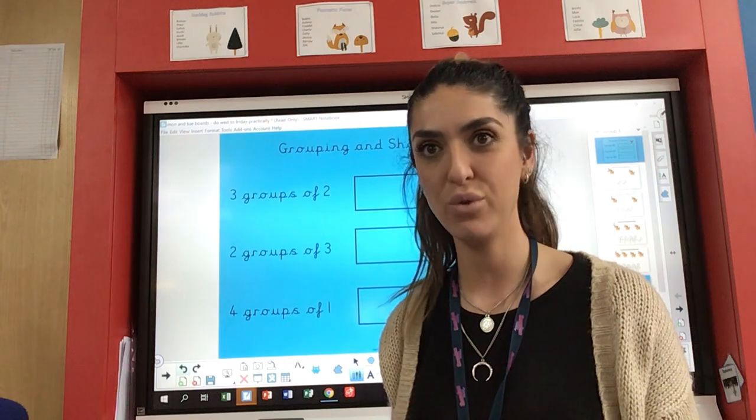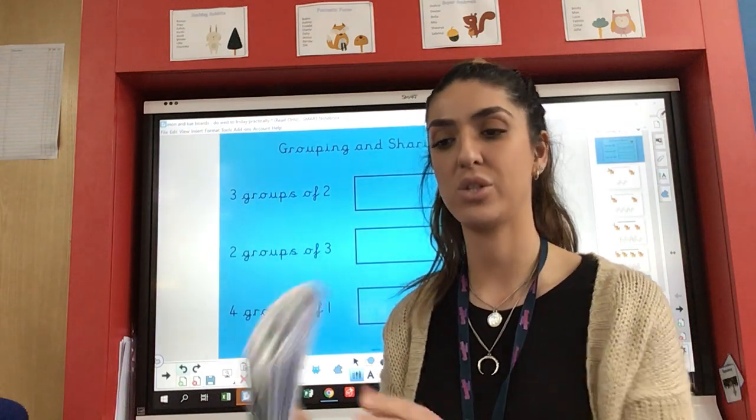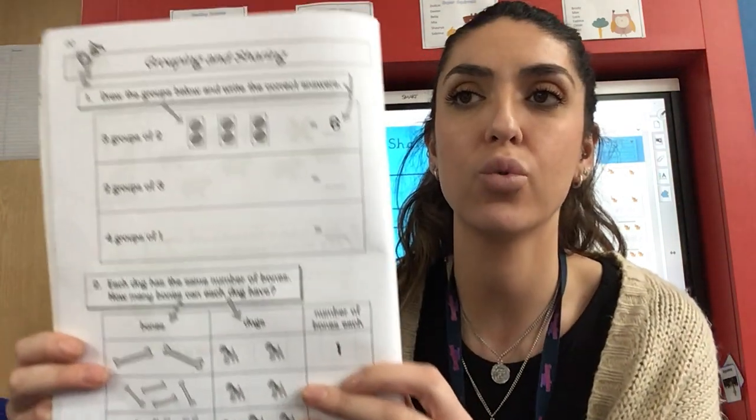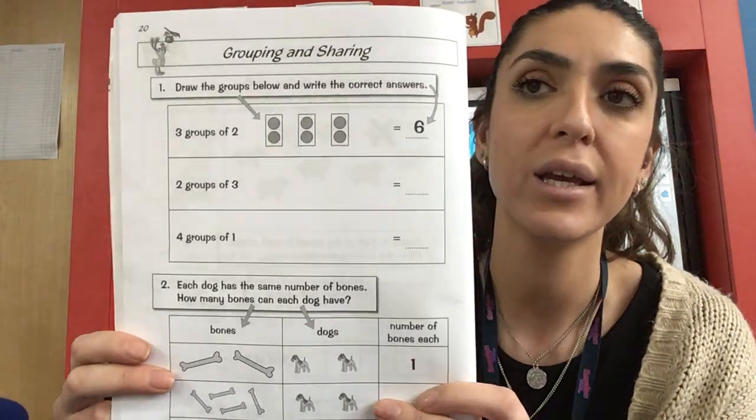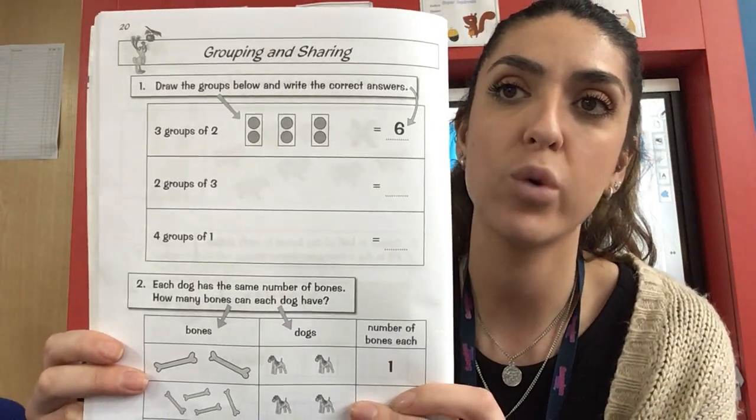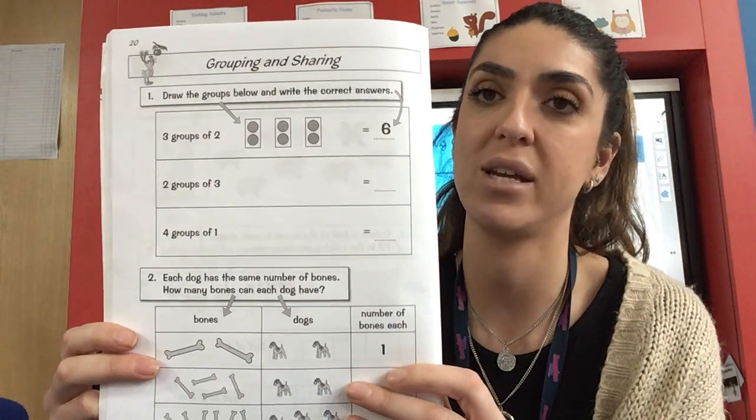We're going to start some new learning this week. We're going to start on page 20 today that you can see here. Page 20, and it's about grouping and sharing.